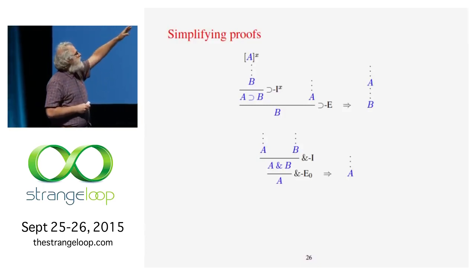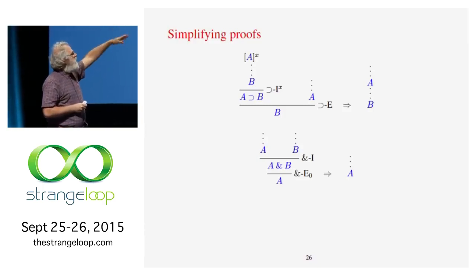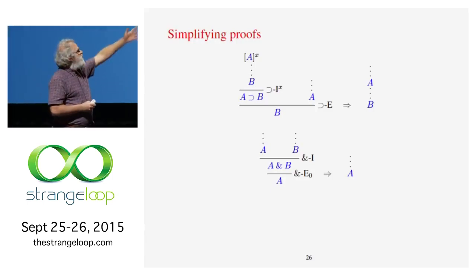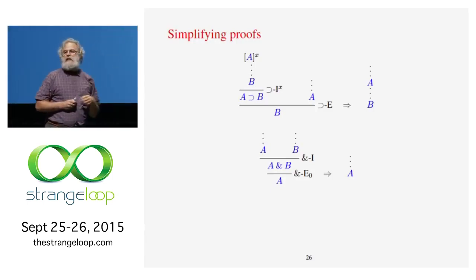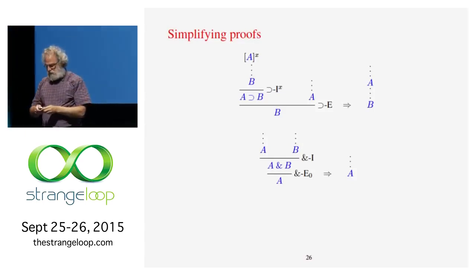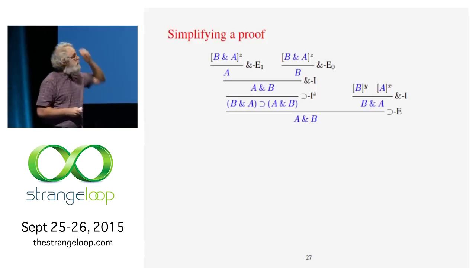Similarly, if from A and B you can conclude A and B, and then from that you conclude A, well, there's a much simpler way of doing that, right? You've got a proof of A, just use that. So proofs can be simplified. So let's do an example of that.